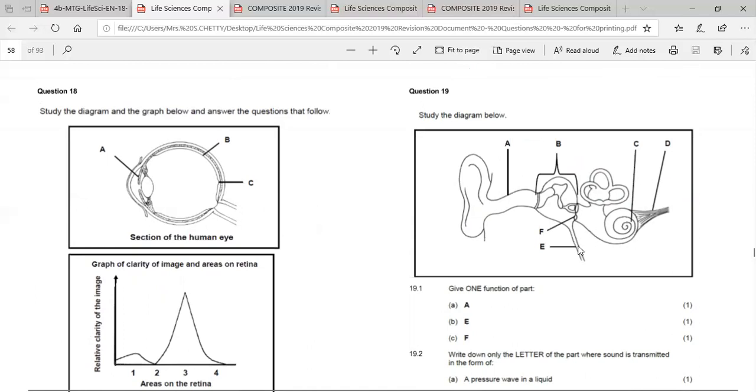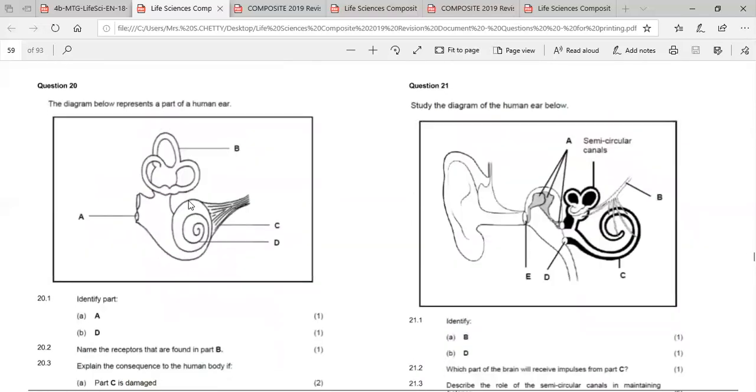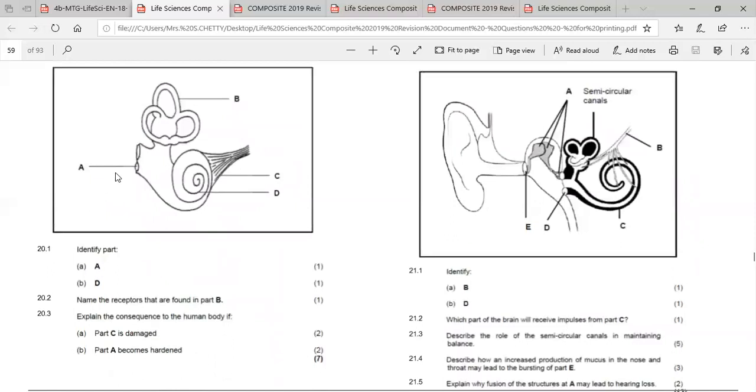Your inner ear. Okay. So identify A, of course, that is your round window. D would be, once again, your cochlea. Inside this is your organ of Corti. So please don't label this as organ of Corti. Organ of Corti is found inside the cochlea. Remember, it is a receptor and must be protected.